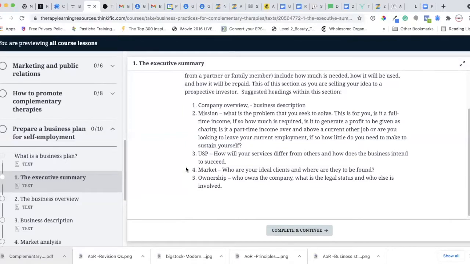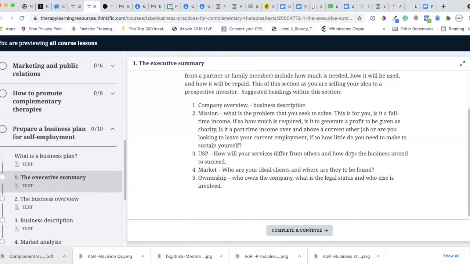Yours might be that you want to earn an extra £1,000 a month because you want to give up your employment or your part-time employment. It could be that you want an extra £300 a month because you want to be able to pay for a new car, or save for a trip. Whatever it is, it doesn't matter. It's your journey and it's your business, but it's got to have a mission. Otherwise, you've got no direction.